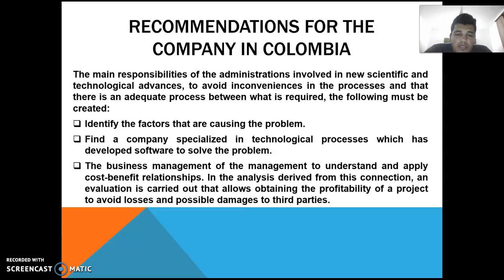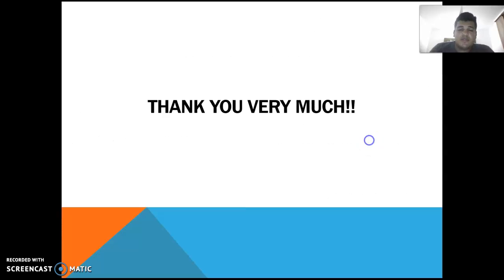Finland companies specialize in technology process-wise and developing software to solve the problem. The manager needs to understand and apply cost benefits relating to the analysis derivative found; this connection and evaluation is correct. How about the profitability of the project, to loss and possibly damage to parties?